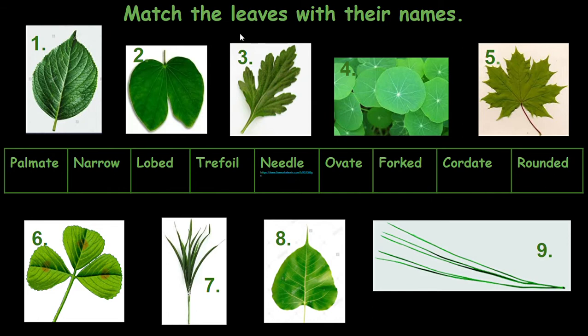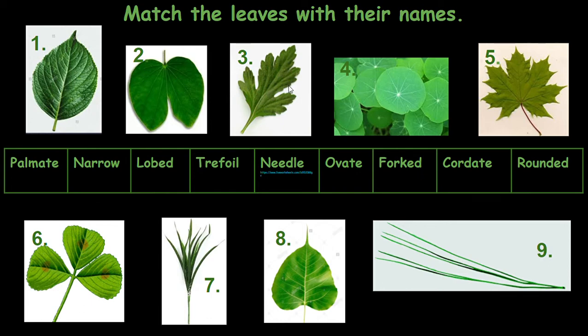Now let's try to match the leaves with the names. Which one is this one? The number one. Correct. It is the ovate leaf. Which one is this? Number 2. What does it resemble? Yes, it does resemble a fork. That's why we call it a forked leaf.